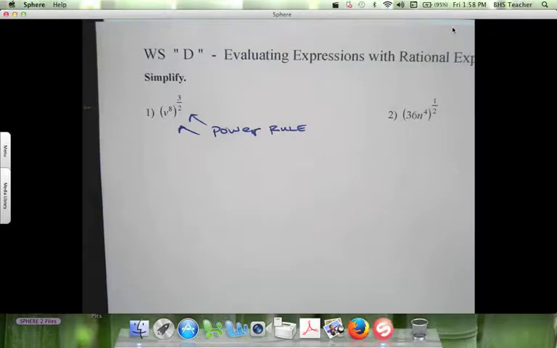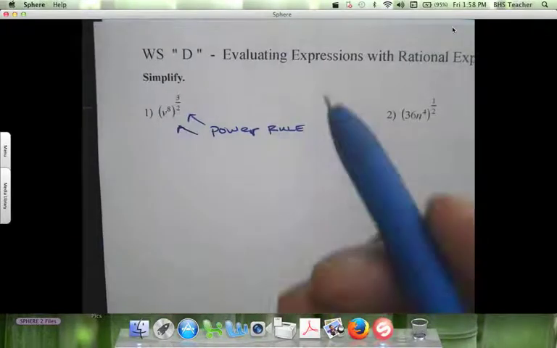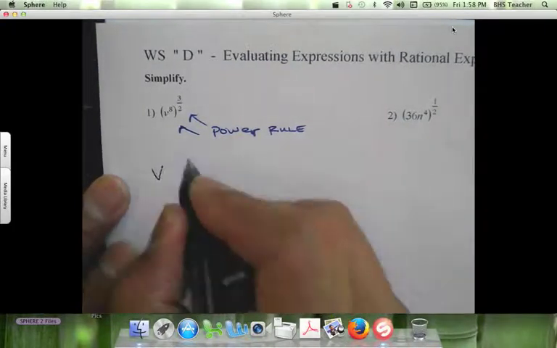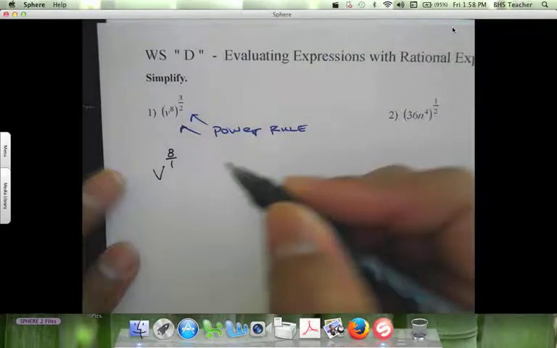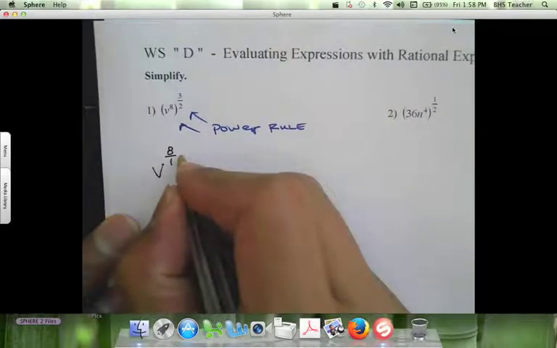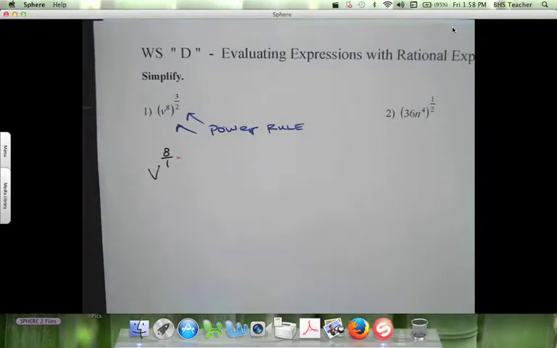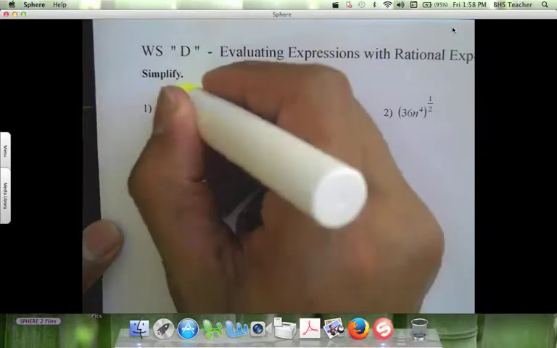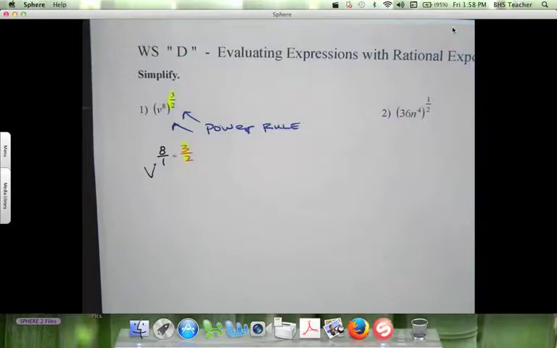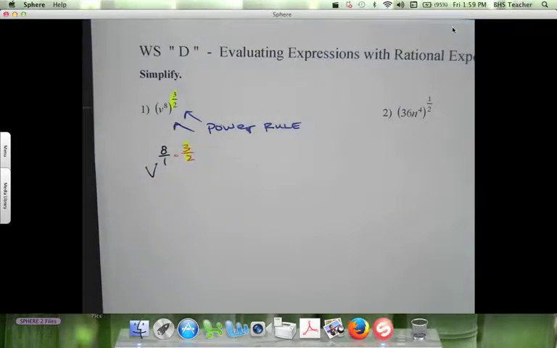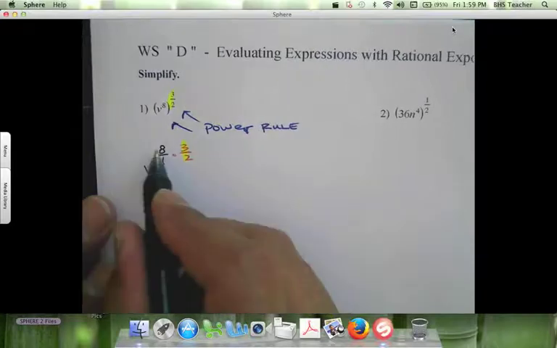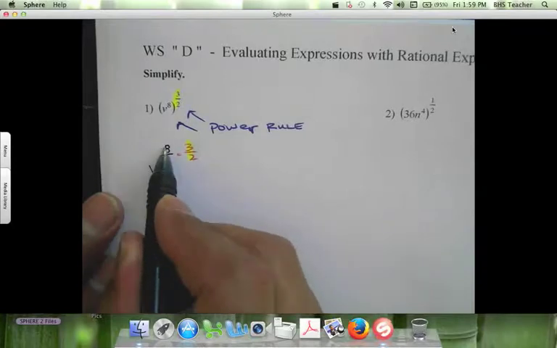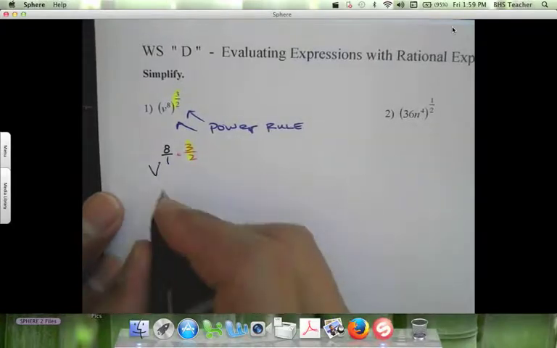Power rule means that if you have an exponent or a power raised to another exponent, you multiply. So that's going to be v, and 8 is 8 to the power of 1 times the 3 over 2, which is the outside. And then we learned that the power rule, you multiply these, right? But you look to cancel, for this numerator and this denominator to reduce.